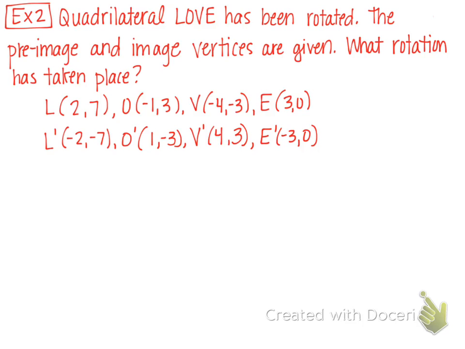Now, let's look at the 180 degrees. All we have to do is change the sign of the x and the y. So here our sign is changed, here our sign is changed. We're good with L. Here the sign is changed, here the sign is changed. We're good with O. Here we change it, and here we change it. So V is good, and here we change it, and of course we can't change the sign of 0. So E is good. So what we're doing here is we're either rotating 180 degrees clockwise or counterclockwise, because remember they are the same thing.